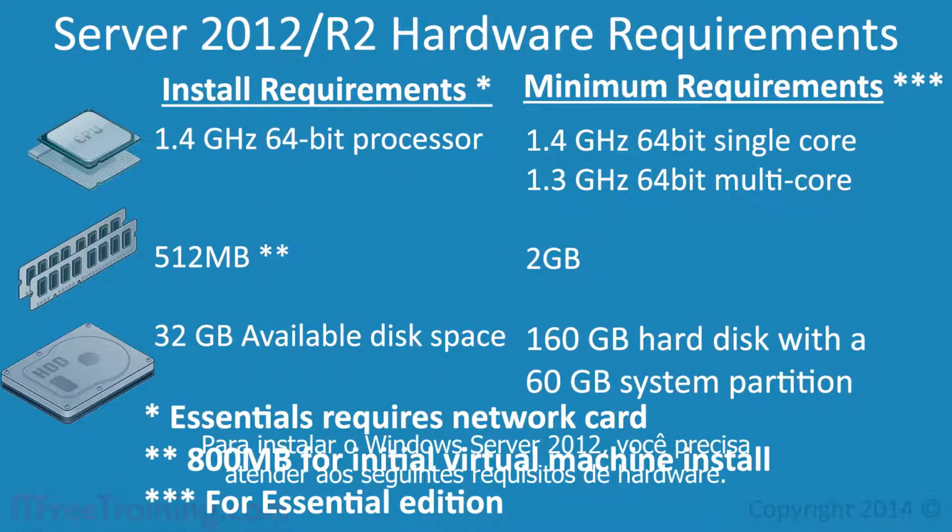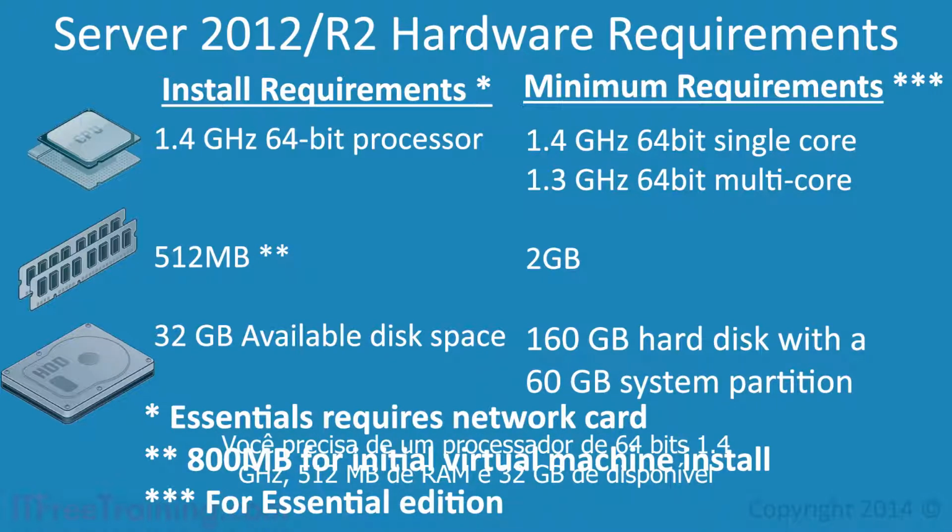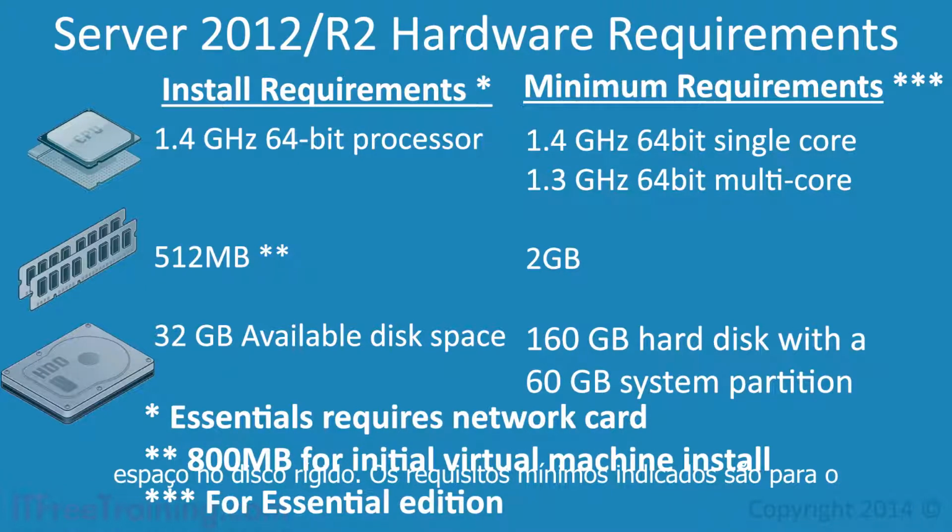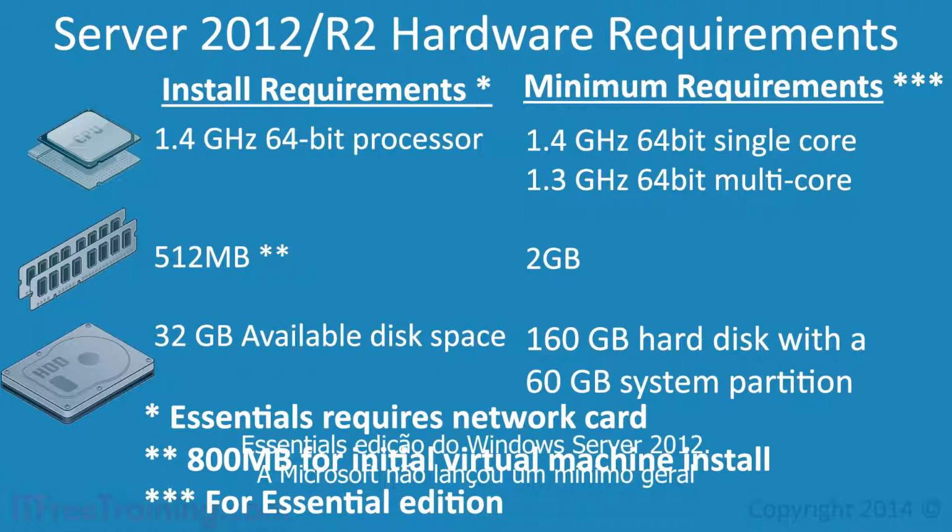In order to install Windows Server 2012, you need to meet the following hardware requirements. You require a 1.4 GHz 64-bit processor, 512 megabytes of RAM, and 32 gigabytes of available hard disk space. The minimum requirements listed are for the Essentials edition of Windows Server 2012.